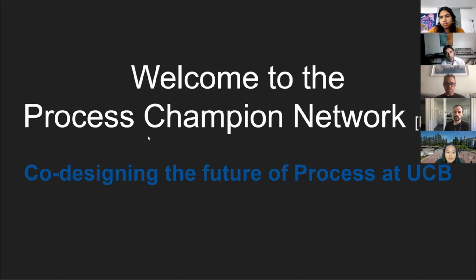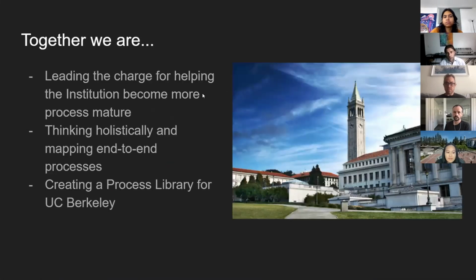So if you want to jump to the next slide, Priya, just real quickly, you've all stepped into process in your areas in different ways, but we're all really doing this together to make process maturity really happen and grow here on the campus. And so all of you are starting to think more holistically end to end, which is a big step forward for higher education and for Berkeley, and really thinking about putting things in one place.